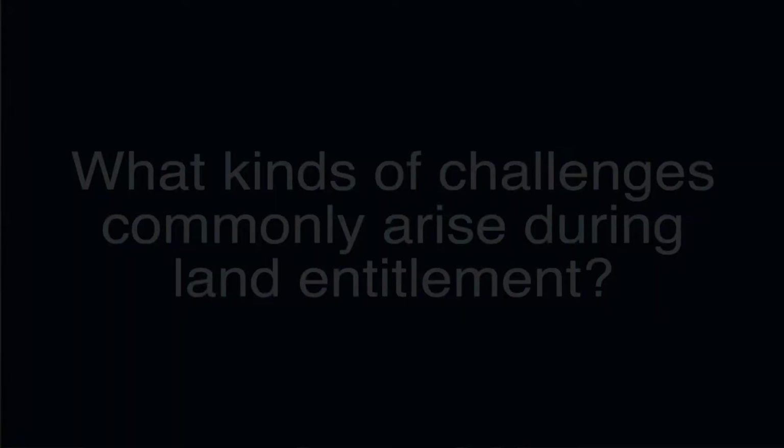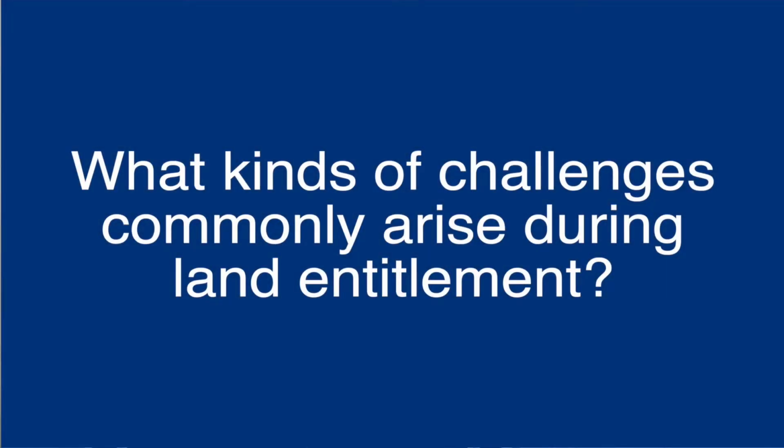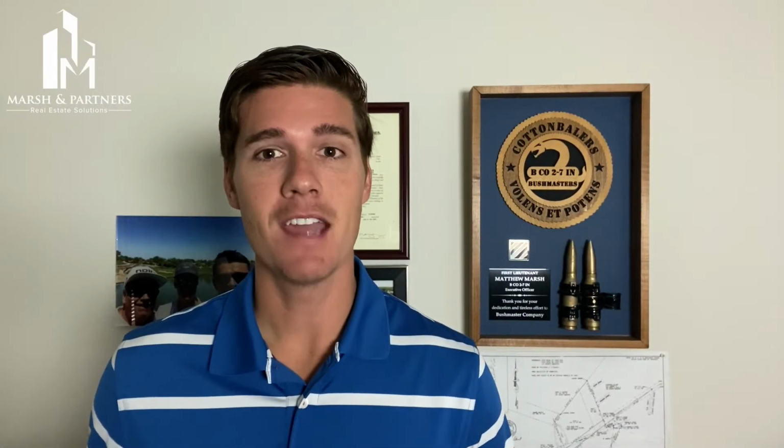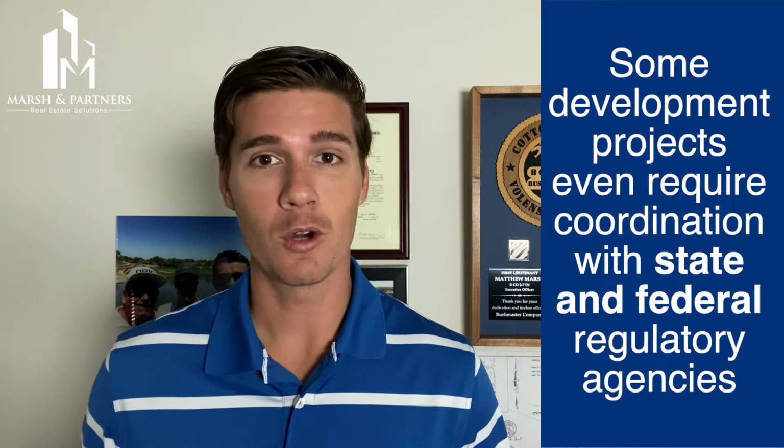So I want to first start by talking about the kinds of challenges you might face when getting a project approved. Consider the land entitlement process and the many government agencies that have a say in how it happens. You have the local planning department, different local government agencies like environmental, public utilities, engineers, stormwater, the fire department, etc., and ultimately city council. But in some cases, you might also have to work with state and federal agencies like the Department of Transportation or the Army Corps of Engineers.